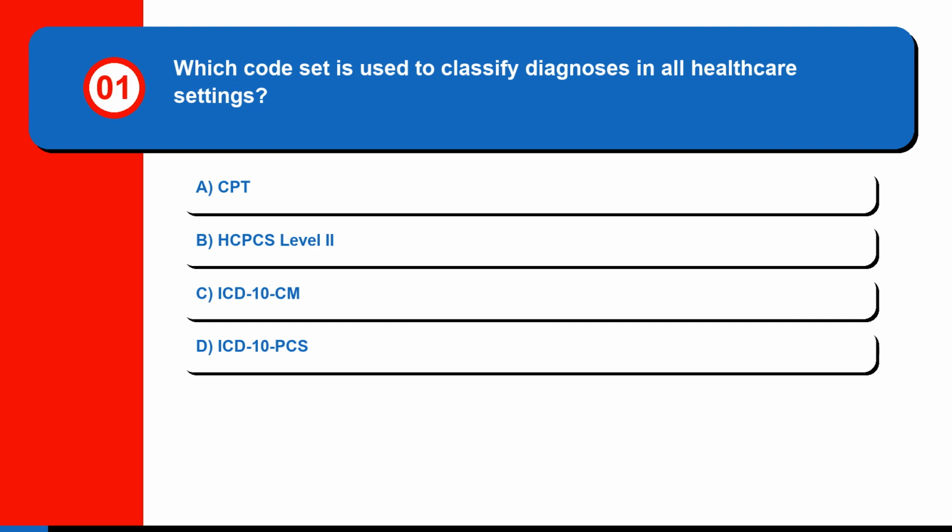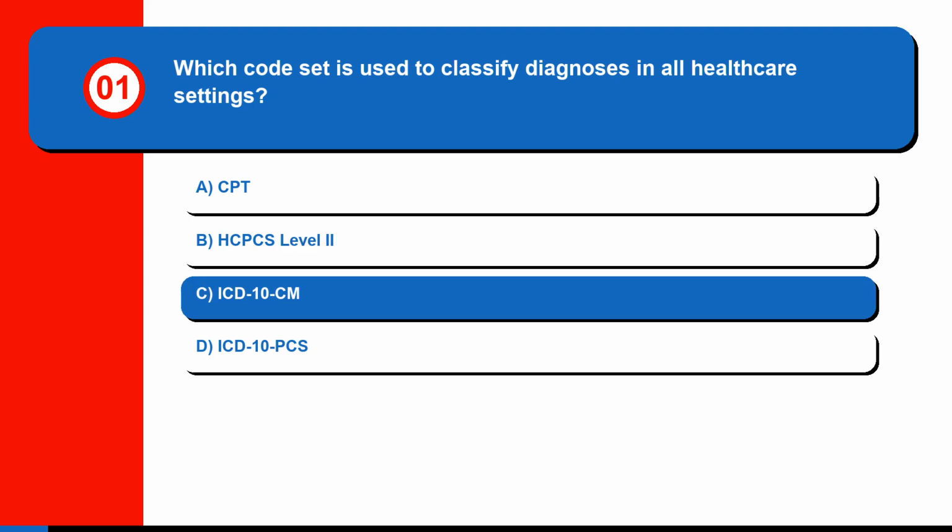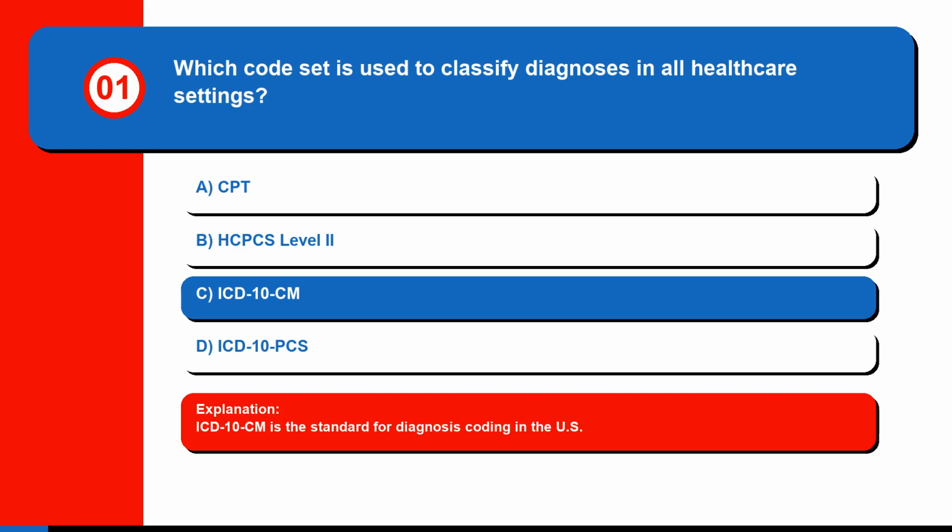Question 1. Which code set is used to classify diagnoses in all healthcare settings? A. CPT, B. HCPCS Level 2, C. ICD-10-CM, or D. ICD-10-PCS? The correct answer is C. ICD-10-CM. ICD-10-CM is the standard for diagnosis coding in the US.